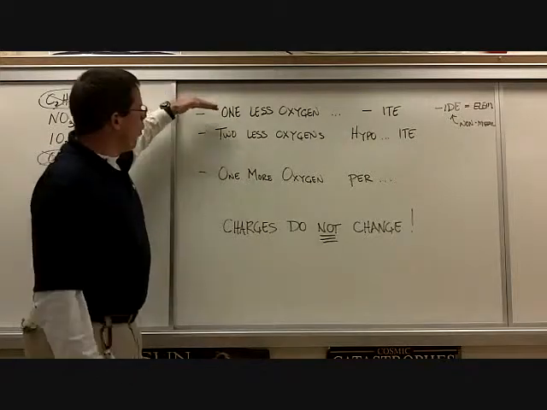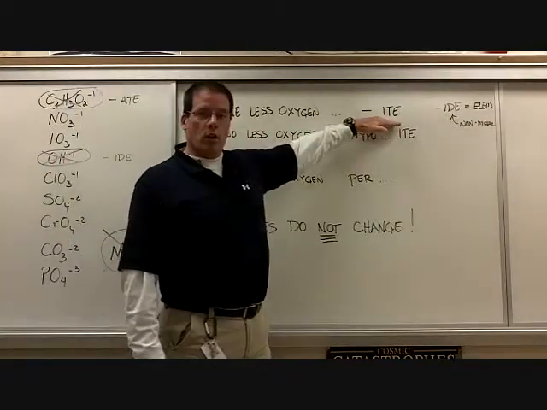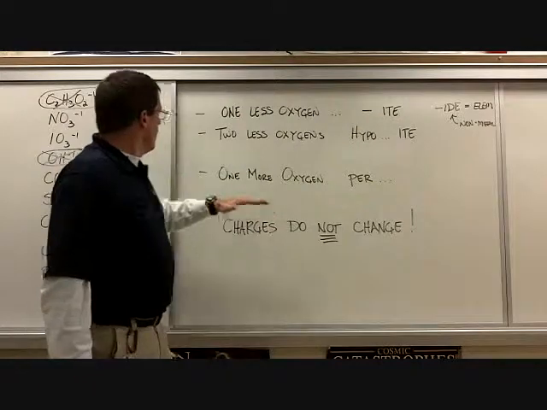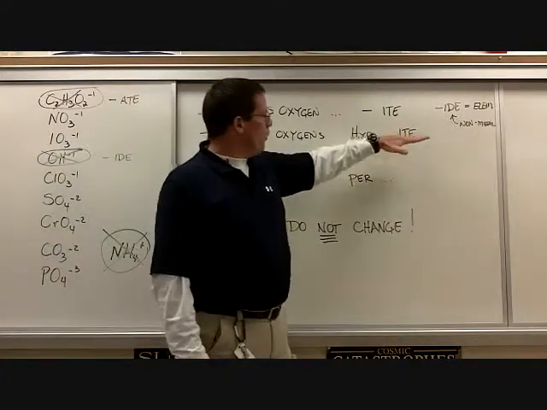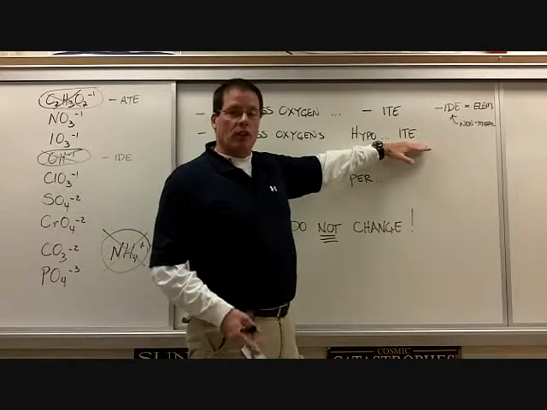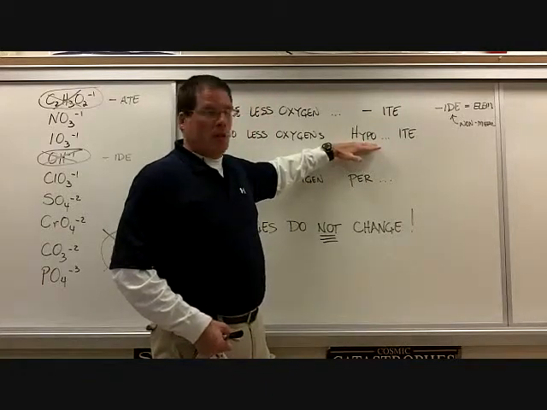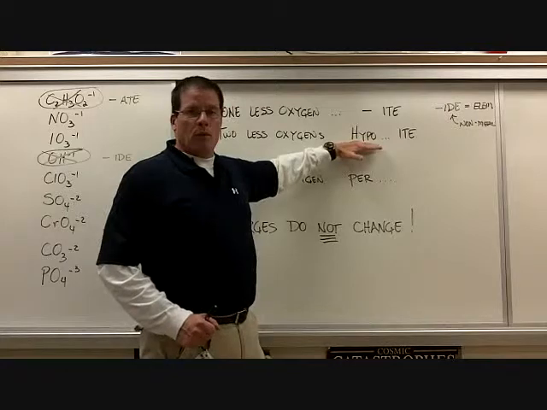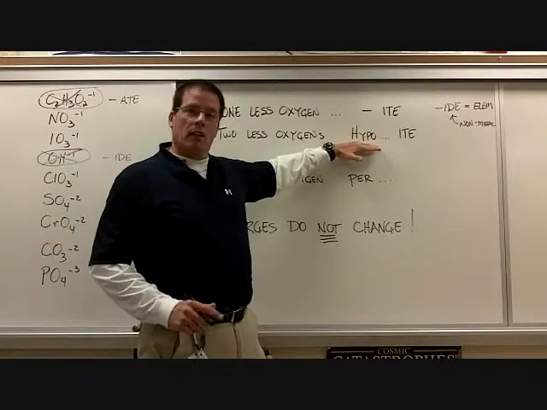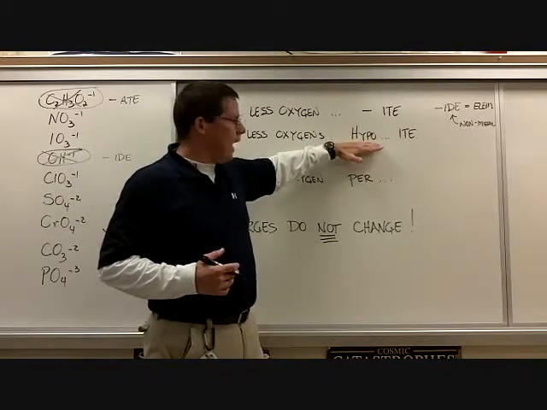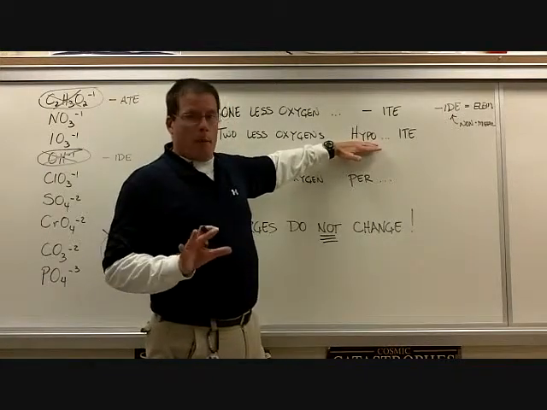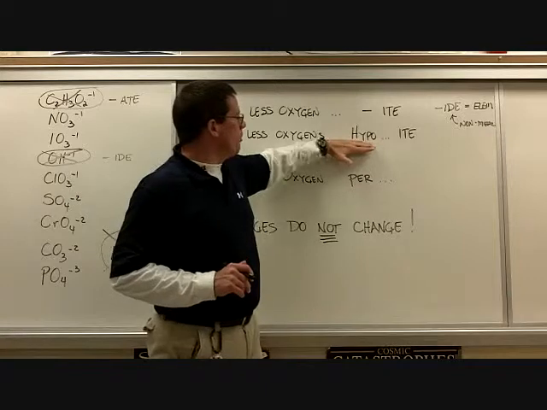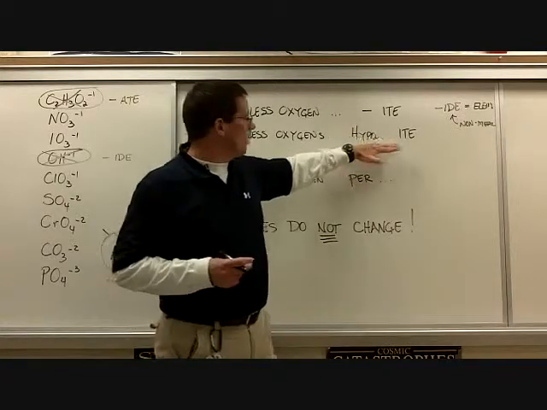If it has one less oxygen, we call it ITE. If it has two less oxygens, we have what's called hypo, and then we drop the ate and add ite. So we put hypo at the beginning. And when we talk about acids and bases a little bit later on, you're going to find that there's something that sounds a lot like hypo. It's hydro, but we're not going to worry about that right now. Hypo right now simply means that I have two less oxygens than that which I started.